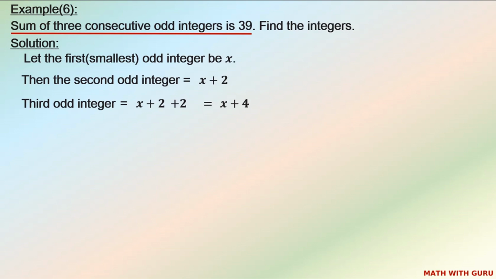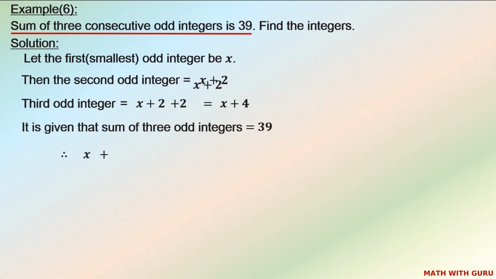How do we frame the equation? Like this. x, first integer, plus x plus 2, second integer, plus x plus 4, third integer, equals 39, their sum. Now let us solve this equation for x. x plus x plus x, these are like terms. They are on the same side. Their algebraic sum is 3x. Then plus 2 and plus 4, their sum is 6, equals 39.